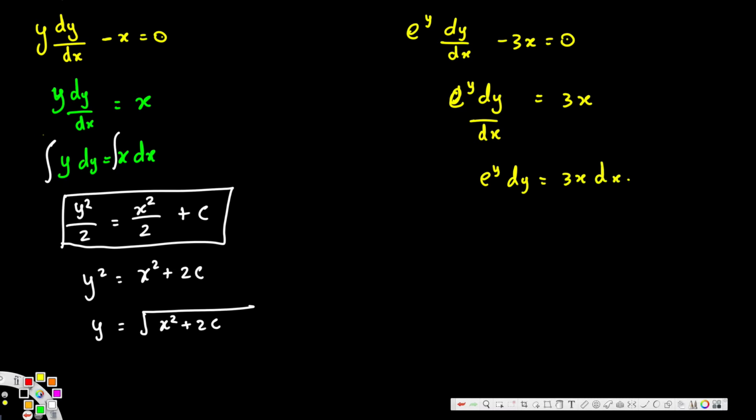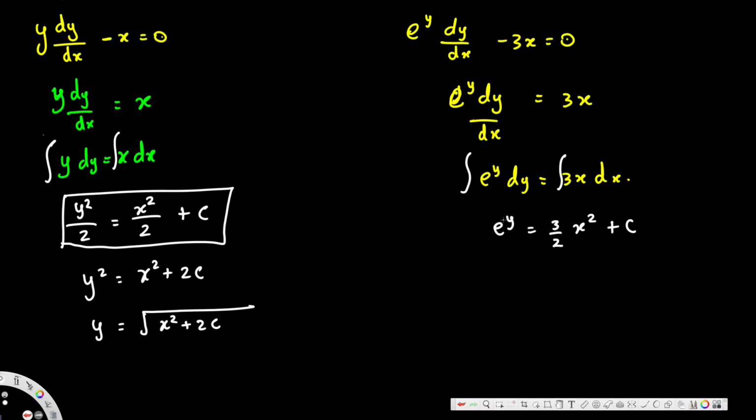Now we have to integrate both sides. If you integrate e to the power y, that's going to be just e to the power y. And if you integrate 3x, that's going to be 3x squared divided by 2, so 3 by 2 x squared, and we have to add a constant at the end, plus a constant.